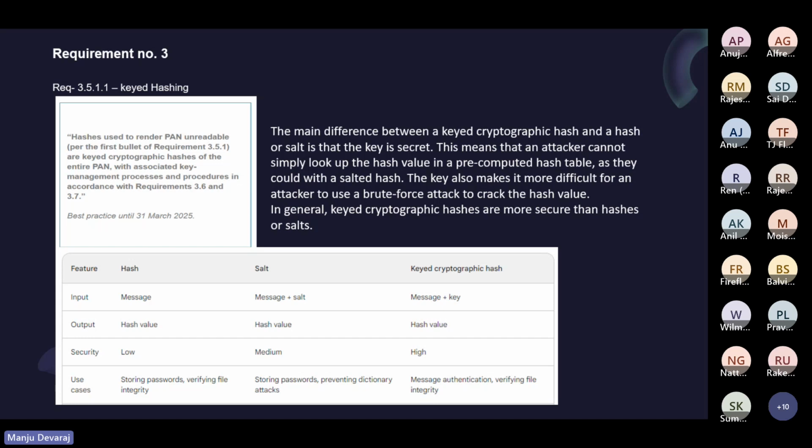Ideally, that's how people understand it. But brute force can be done at multiple levels. It can be not just passwords. There are a lot of brute force techniques and types. Yeah, that's one thing, right? So ideally, keyed cryptographic hashes are more secure than plain hashes. The table talks about it.